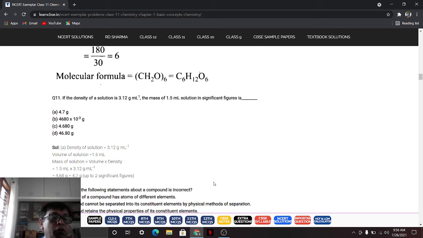Mass of the solution, you know that volume into density is equal to mass, that is equal to 1.5 into 3.12. When you multiply that, you get 4.68 gram. Up to 2 significant figures, 4.68 means 4.7, therefore the option is 4.7 gram.